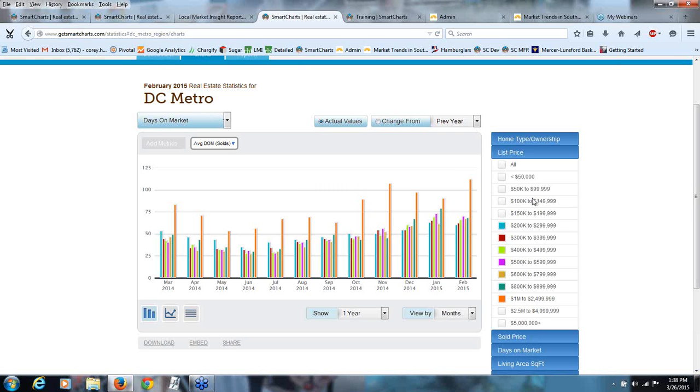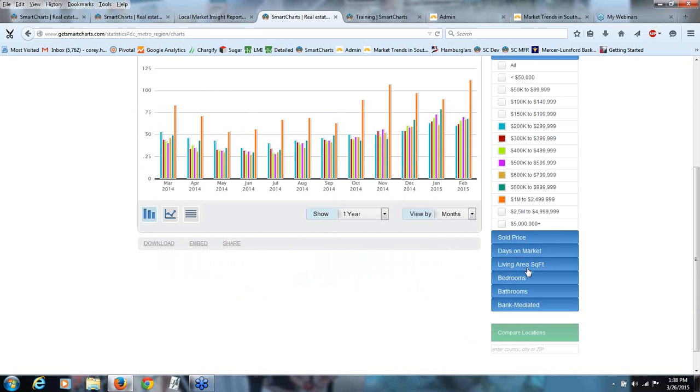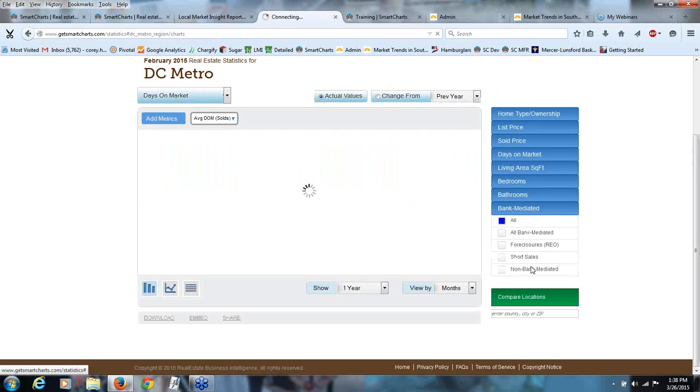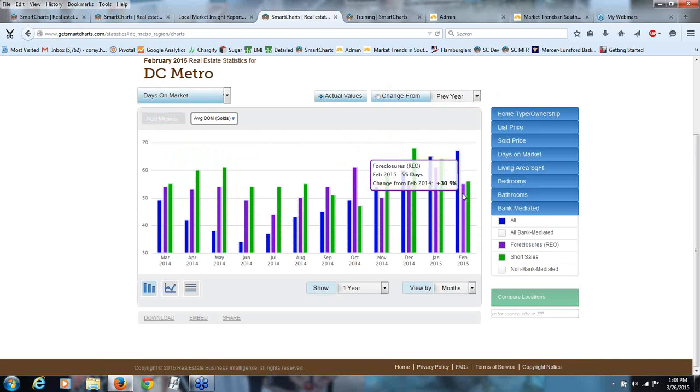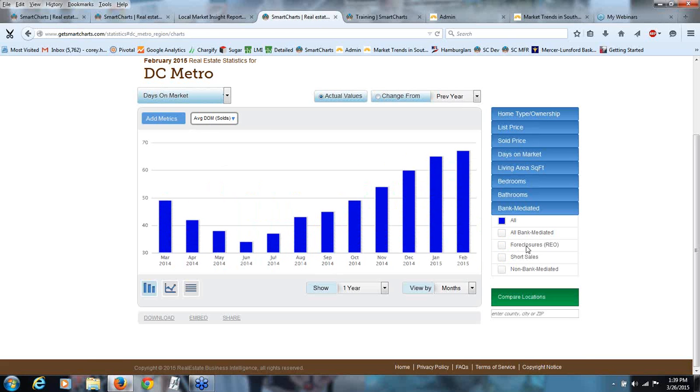But what hopefully you saw there is that I can turn on multiple property types, or I could look at that by living area square foot, or what does that look like for foreclosures versus short sales. Multiple facets with one metric. As soon as I do just one facet, then I can start adding metrics again if that's the route that I'm interested in taking.